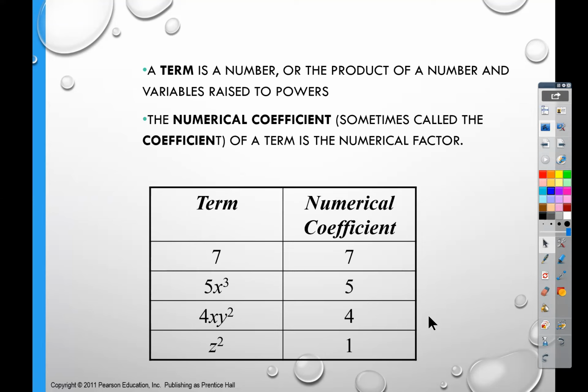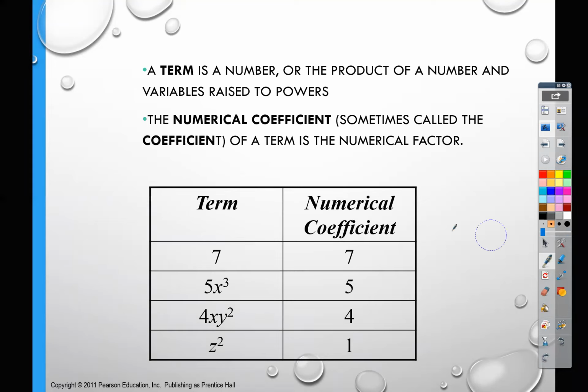is the numerical factor. So you'll see down here, like when you're doing 5x cubed, 5 would be the coefficient, okay? 4xy squared, the 4 is in the front. When there's nothing in front, you assume it's a 1.